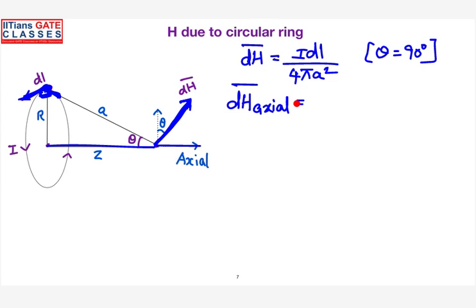So you can see here, I was representing this is my theta. I have drawn a radial line from the current element to the observer, and I was considering this is my theta. So where is the Z? Z is the distance of this observer from the center of the coil, and R is the radius of the coil. So I have defined some angle here, theta, something like this.